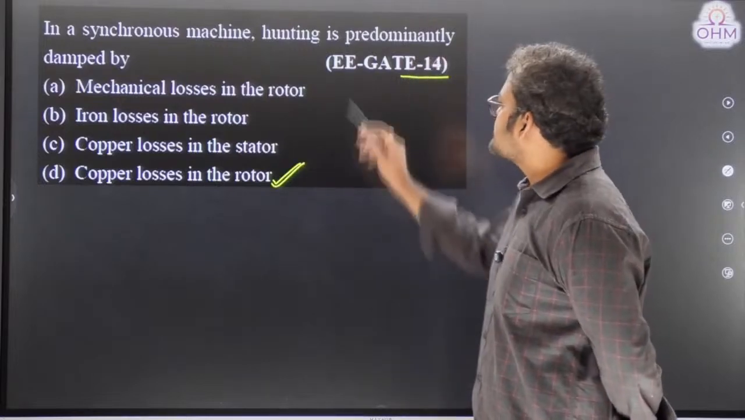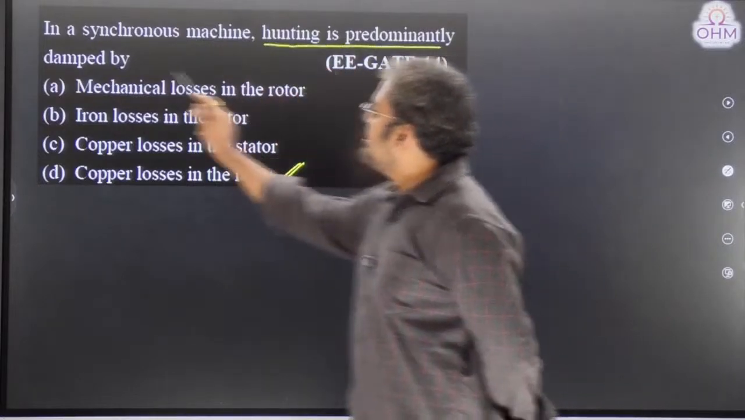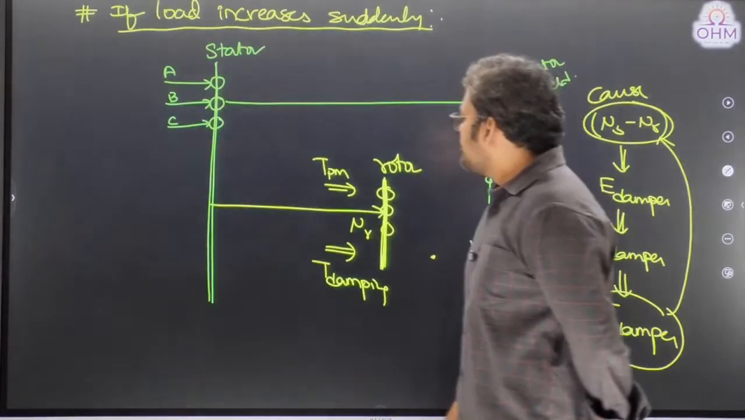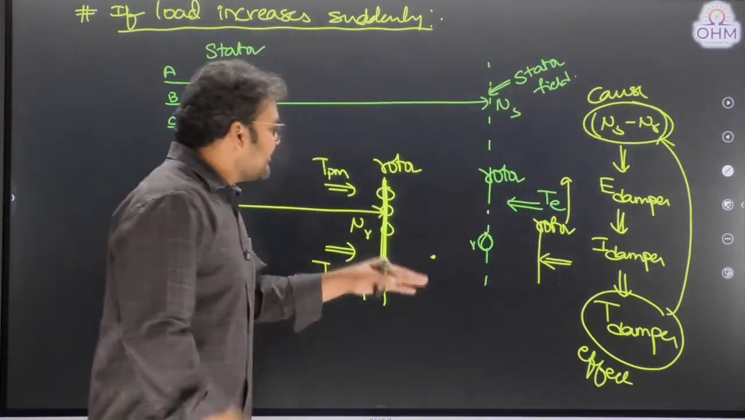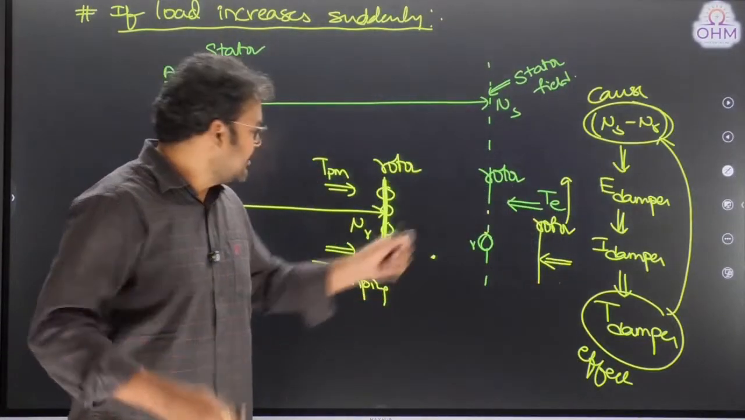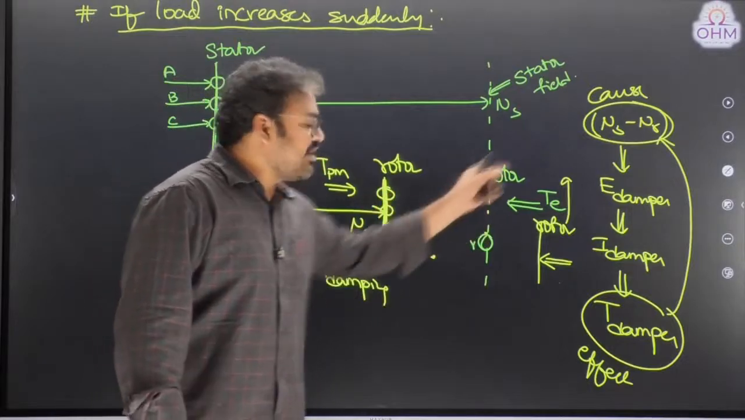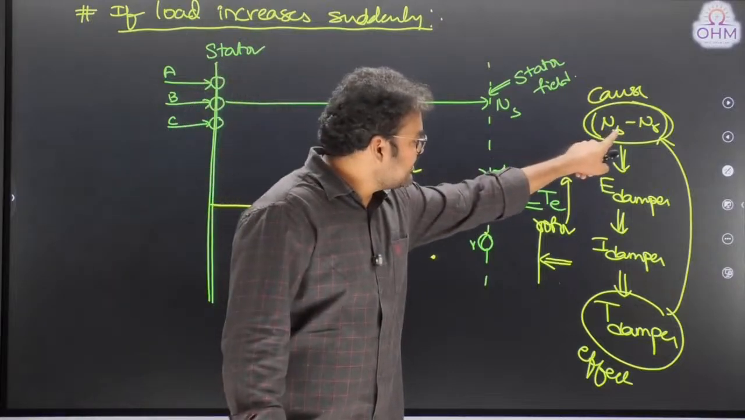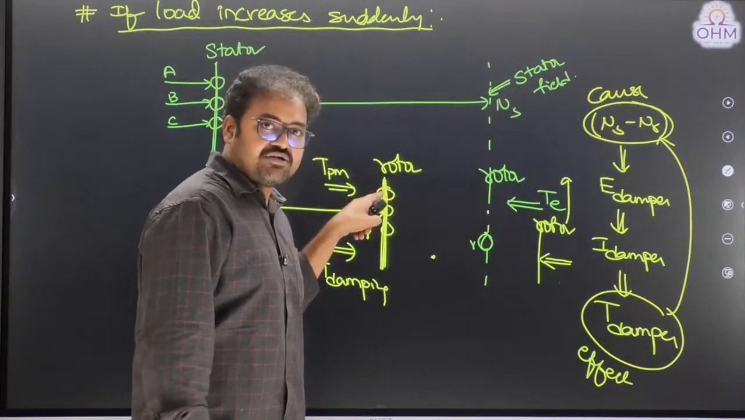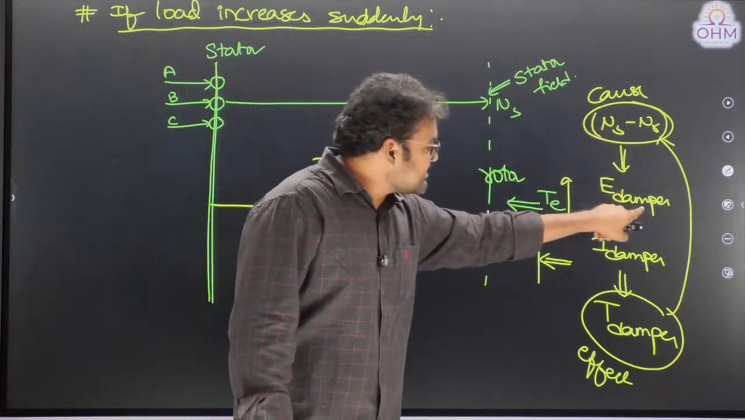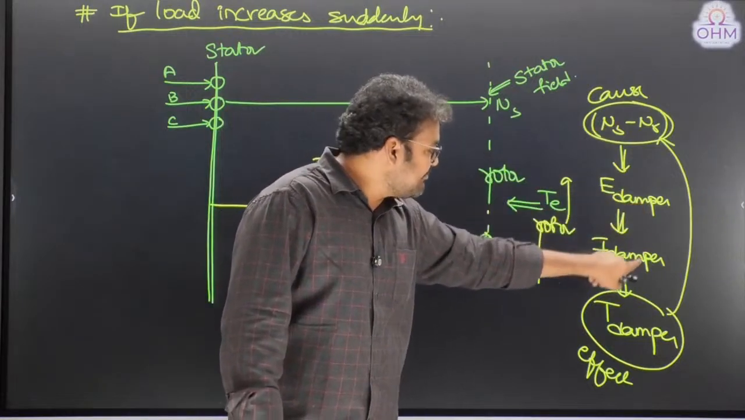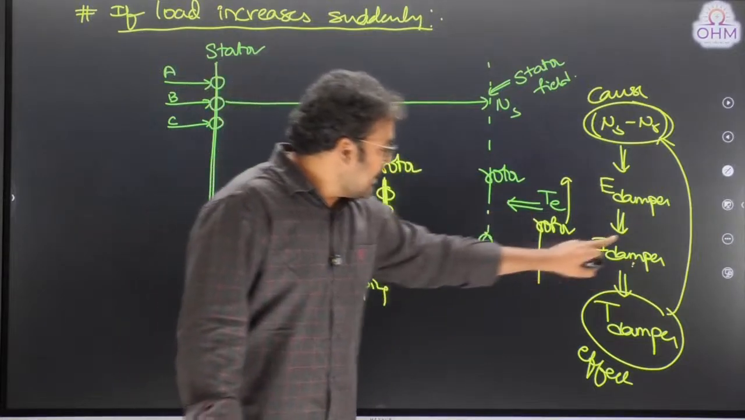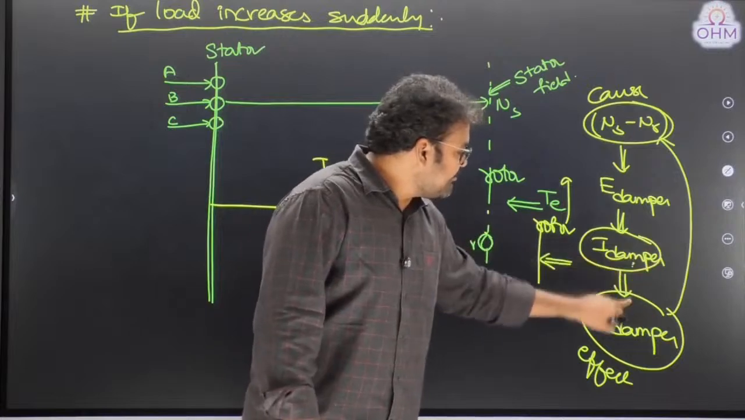Why copper losses? Because hunting is predominantly damped by the damper winding only. Why was the damper winding able to reduce hunting? Because whenever the load suddenly changes, the rotor speed either decreases or increases based on the load change. That creates a relative speed between the stator field and the damper conductors, and that relative speed will induce an EMF in the damper winding. That EMF will create a current in the damper winding. That is what you need to understand. And this current will create the damping torque.